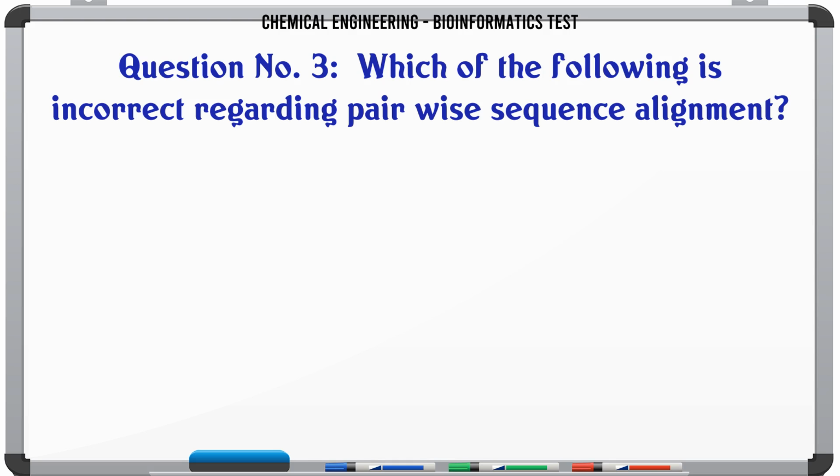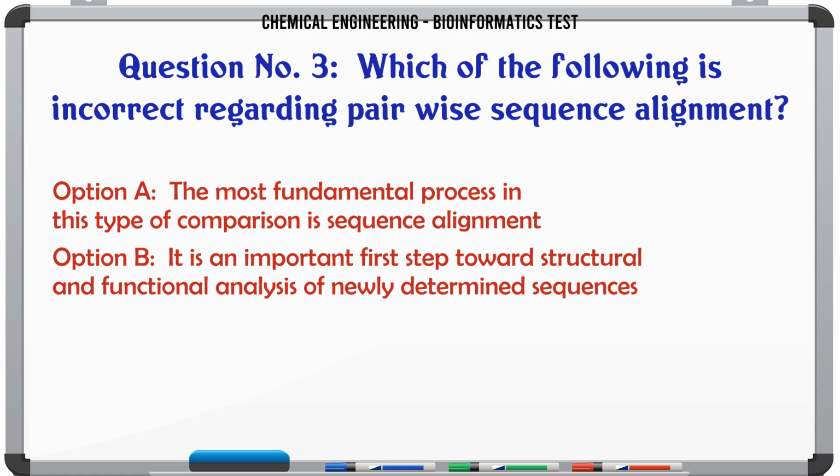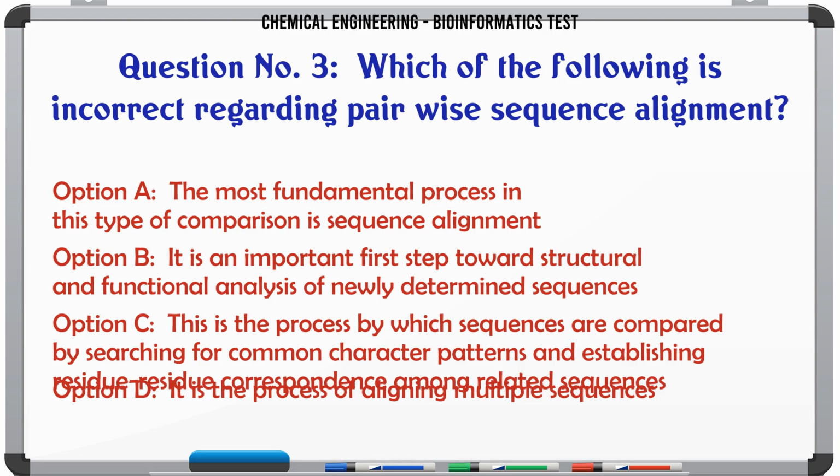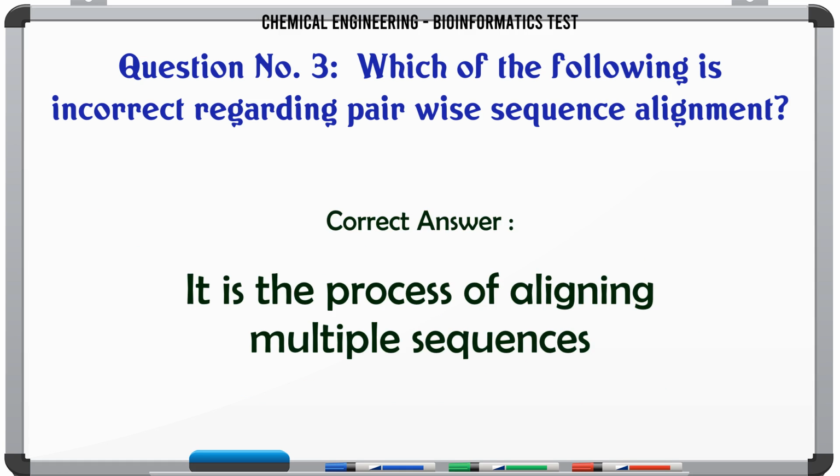Which of the following is incorrect regarding pairwise sequence alignment? A. The most fundamental process in this type of comparison is sequence alignment. B. It is an important first step toward structural and functional analysis of newly determined sequences. C. This is the process by which sequences are compared by searching for common character patterns and establishing residue-residue correspondence among related sequences. D. It is the process of aligning multiple sequences. The correct answer is it is the process of aligning multiple sequences.